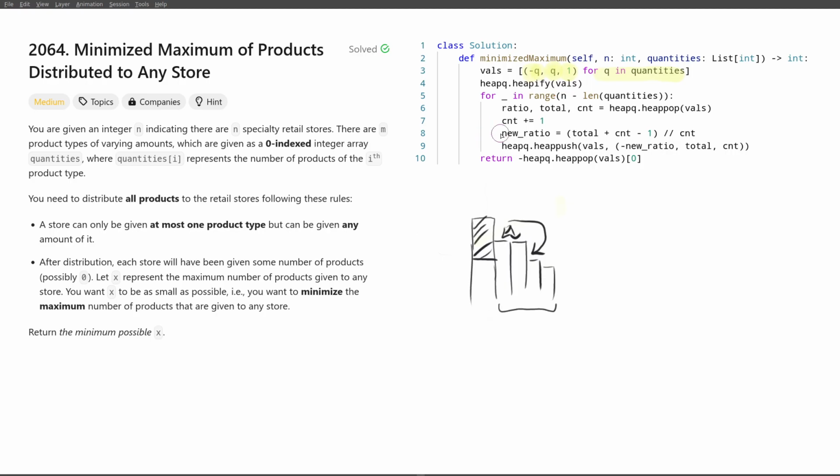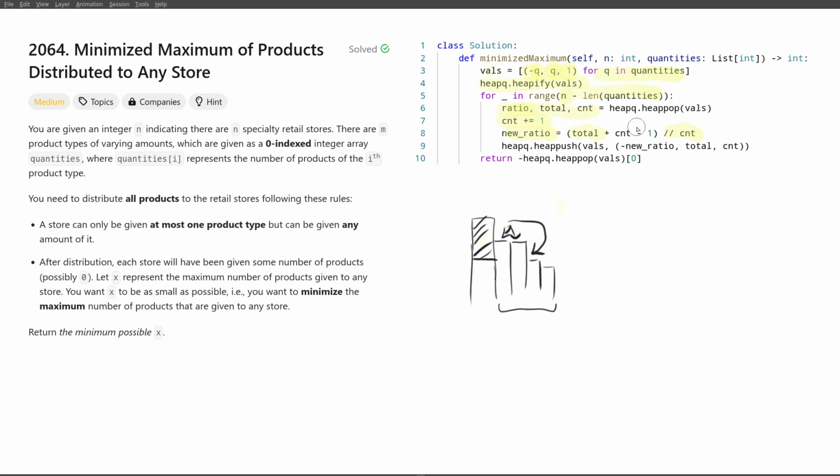Now, the number of steps, the number of times we can split a product into one more shop, is the number of shops minus the number of products, because every product has to go to at least one shop. So after we've heapified our list, so created a heap. At every step we take the one with the biggest ratio, so we have the ratio, total, and count. We don't really care about that old ratio. We care about the new ratio, which is total divided by count. The new count is bigger by 1.